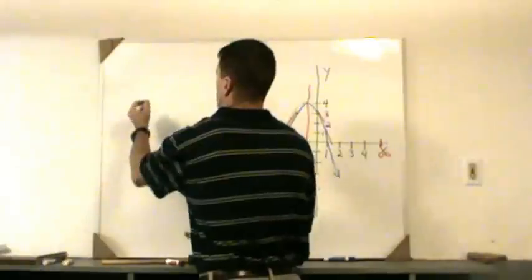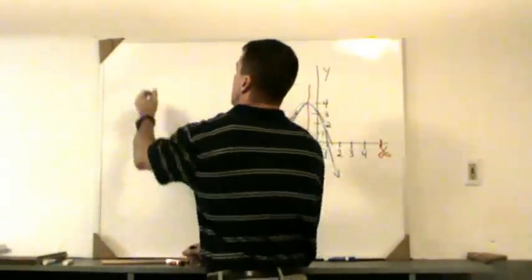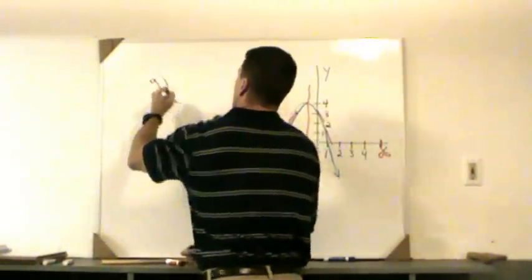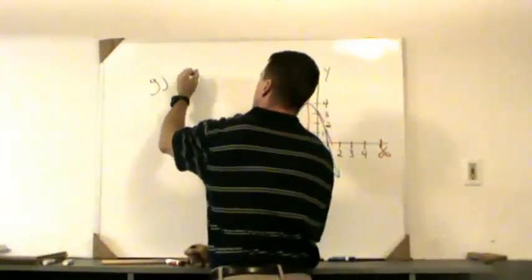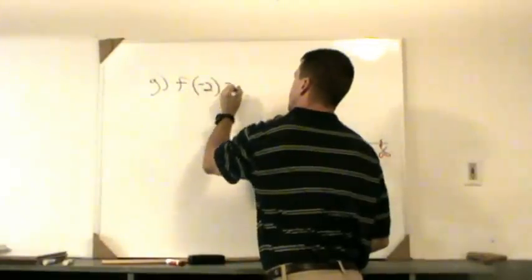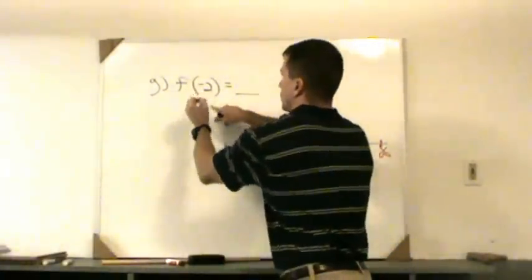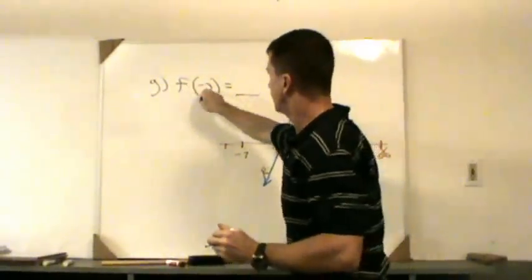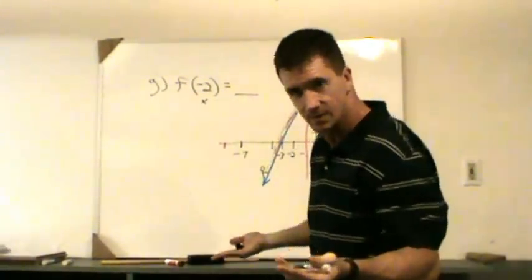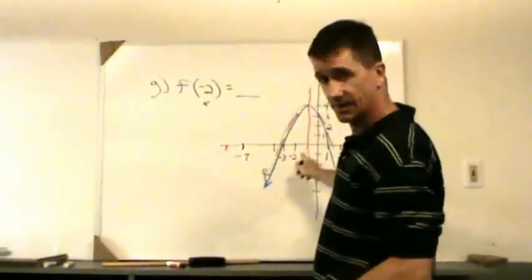So lastly, let's evaluate a couple points. We did A, B, C, D. We did E, F. Let's talk about G. Let's evaluate f of -2. This is quite simple. When you see this written, f of -2, you just have to write down the y value at x equal to -2 on the graph.